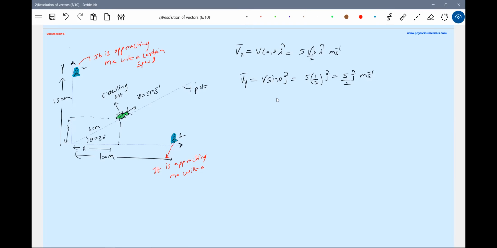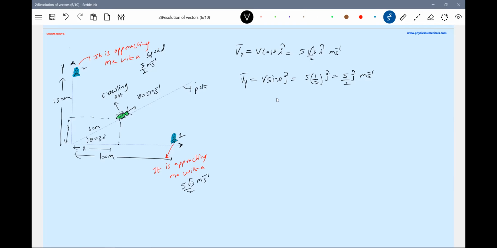So now what should we call this? Speed of the ant along the x-axis. What is the speed of the ant along the y-axis? So what we comment is, it is approaching me with a speed of 5 root 3 by 2 meter per second. It is approaching me with a speed of 5 by 2 meter per second. I think they're able to answer now.